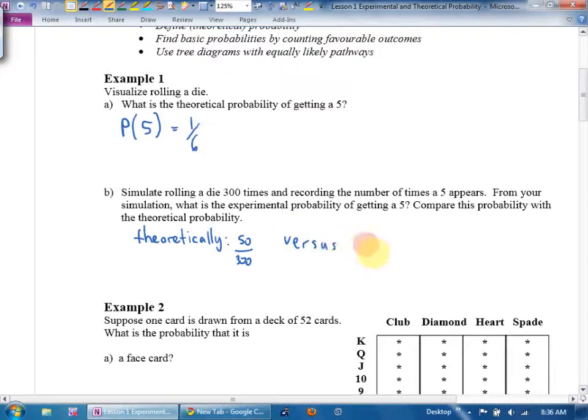versus experimental. Now, they want us to simulate rolling it, and on your TI graphing calculators, some of you will have a probability simulator. We're not going to. We're just going to understand that the experimental would be different. Probably.